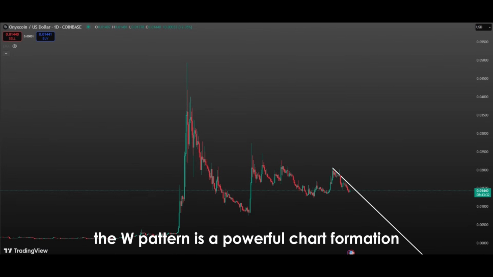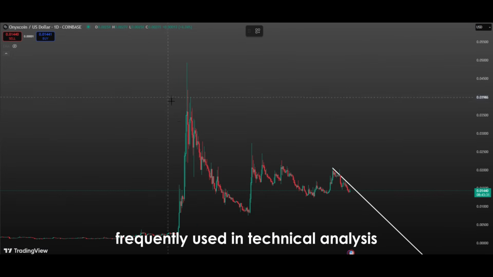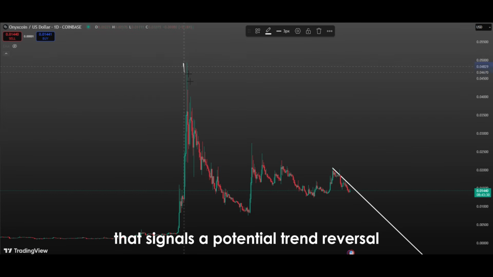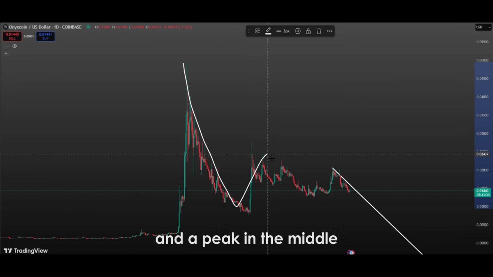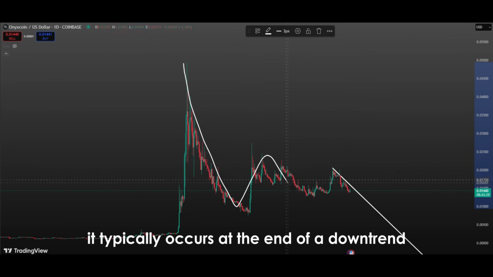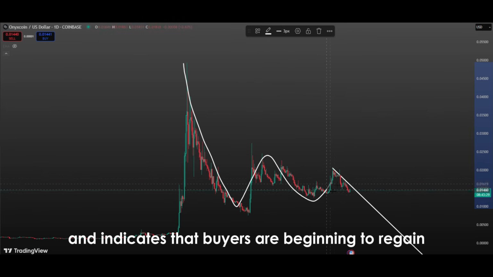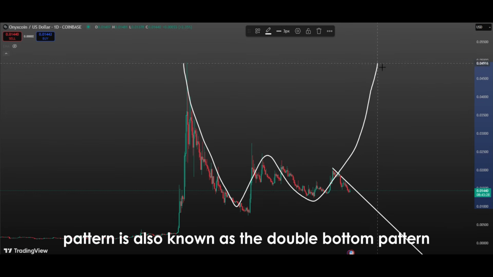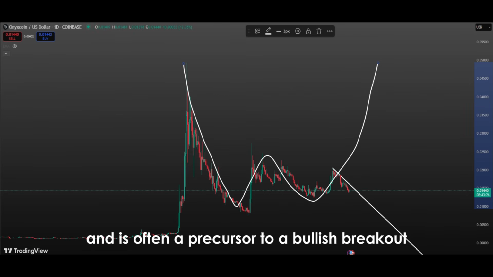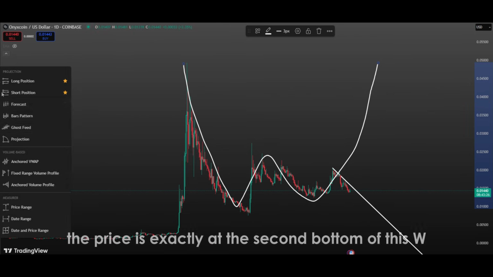The W pattern is a powerful chart formation frequently used in technical analysis that signals a potential trend reversal to investors. This formation consists of two bottoms and a peak in the middle. It typically occurs at the end of a downtrend and indicates that buyers are beginning to regain control of the market. Therefore, the W pattern is also known as the double bottom pattern and is often a precursor to a bullish breakout. In the current scenario, the price is exactly at the second bottom of this W pattern.